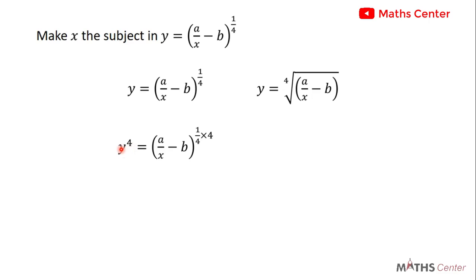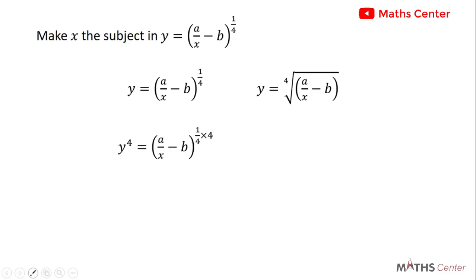Here the other side is the left hand side. So because you are multiplying this power by 4, you have to raise what is on the left hand side to the power 4. What is on the left hand side is y, so you raise y to the power 4. So y raised to the power 4.